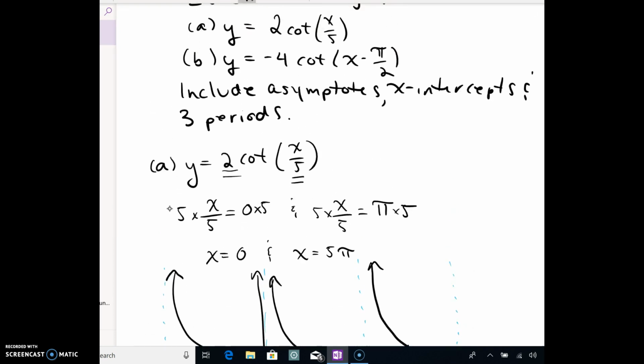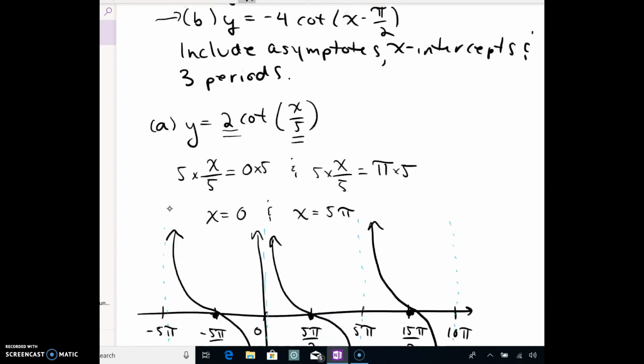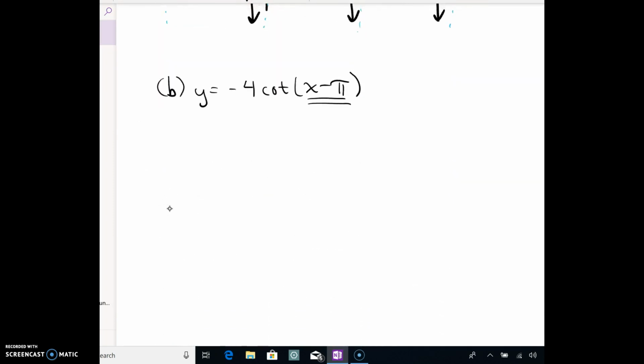Okay, let's finish with our last example over here with b. We did a, let's do b. We have y is equal to negative 4 cotangent of x minus pi over 2. Let's graph this function. And again, I'm always going to start in the argument here, and we're going to set this argument equal to 0, and we're going to set that argument equal to pi. This is going to tell us how our asymptotes are going to be transformed.